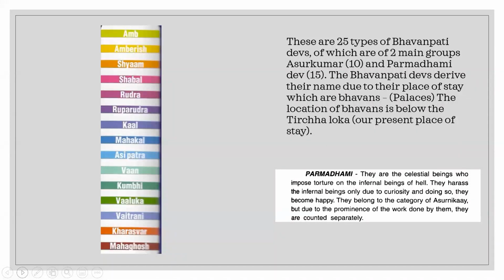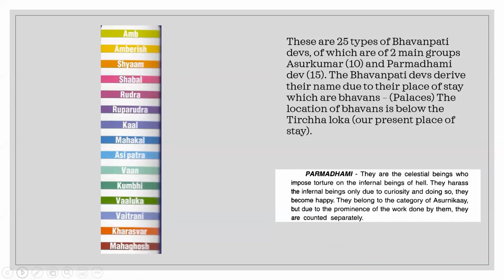So in this class, we'll continue with our discussion about the Parmadhamis. We'll mostly talk about the Parmadhami Devtas. We'll talk about what are the 15 types of Parmadhami Devtas, what kind of pain and torture they inflict on the Jeeves of Narkis. And we'll also see what happens to the Parmadhami Devtas after they die. So we'll talk about lots of things about the Parmadhami Devtas.